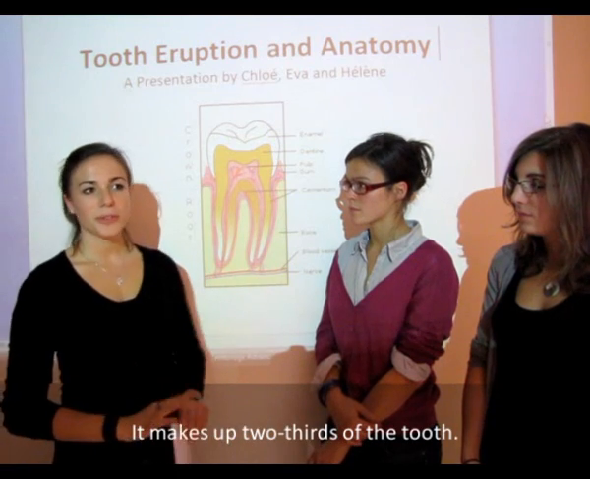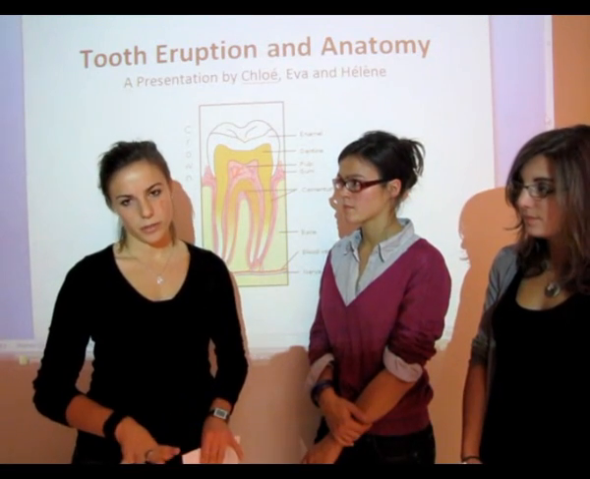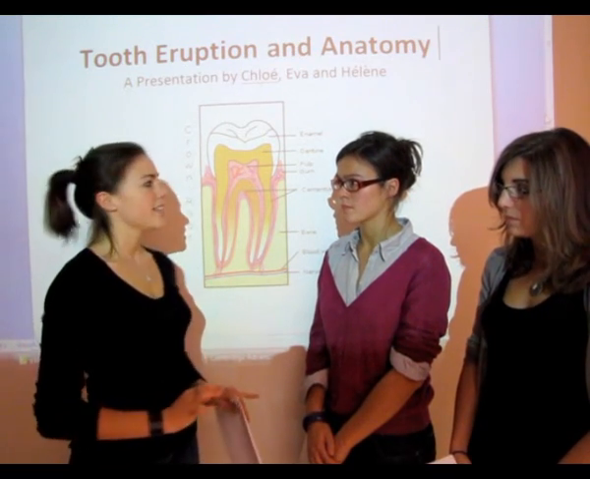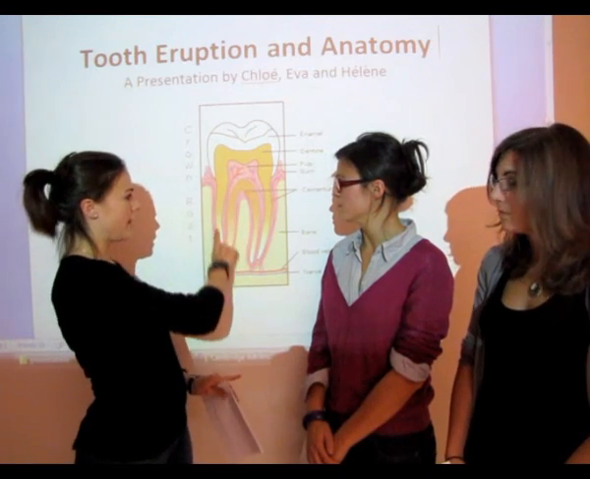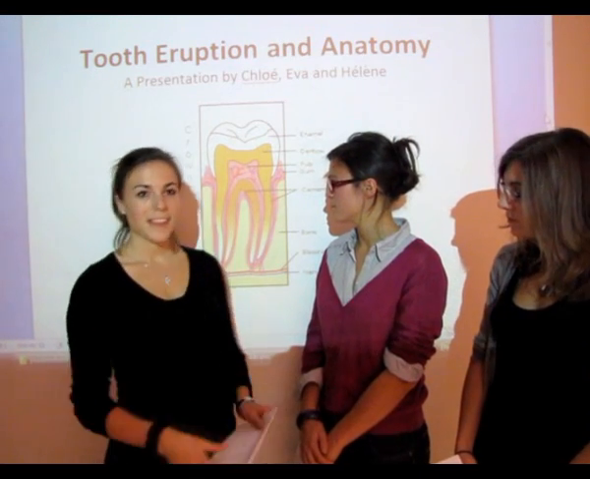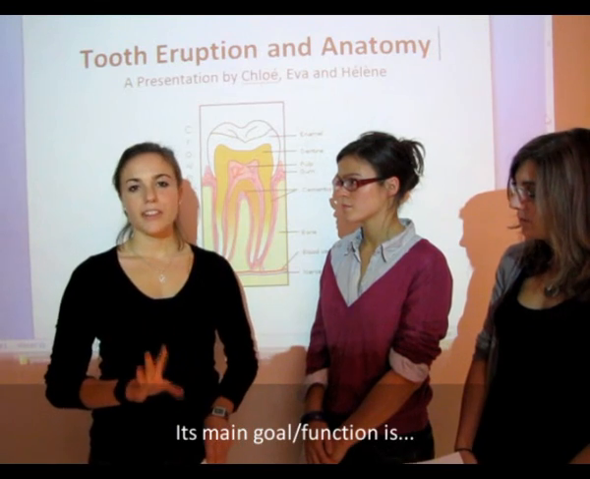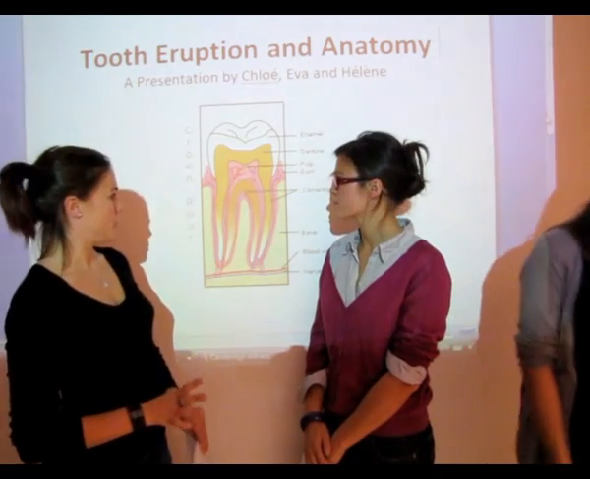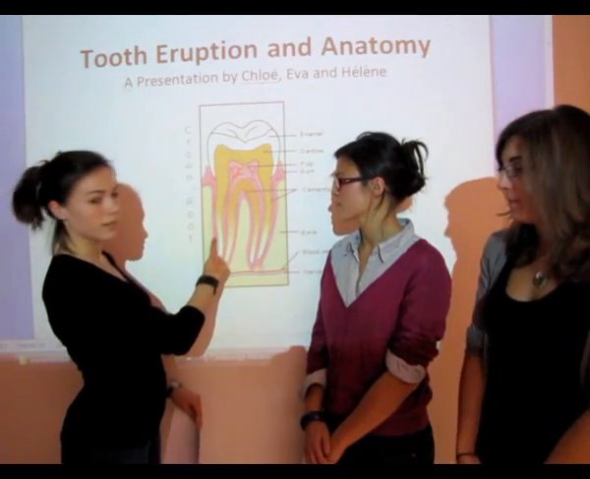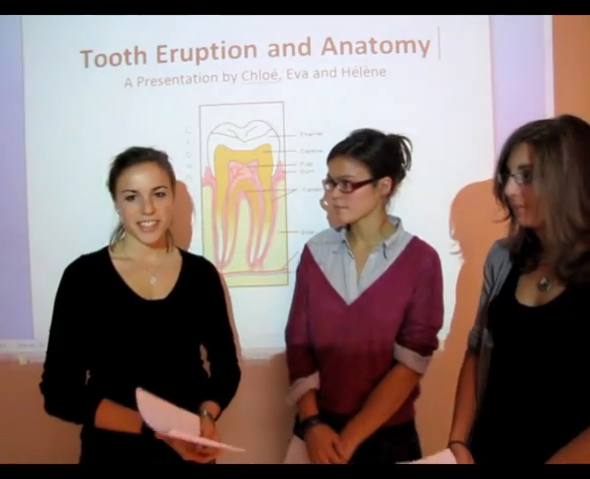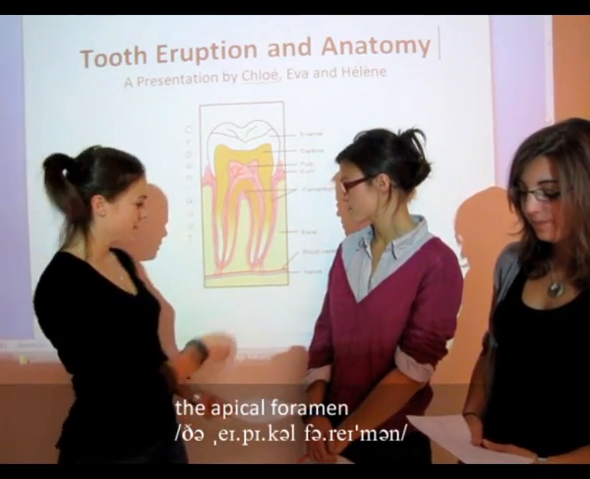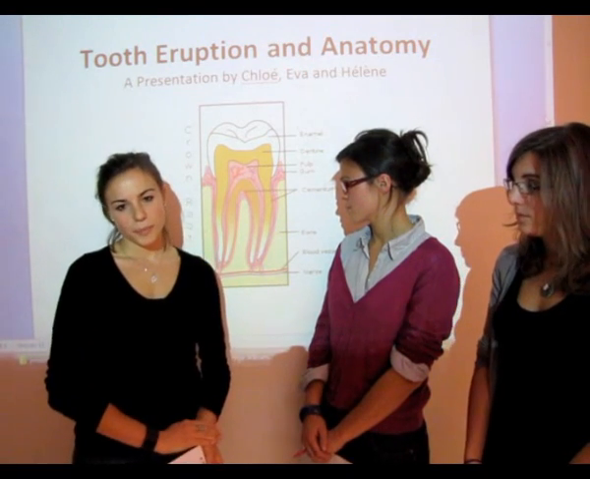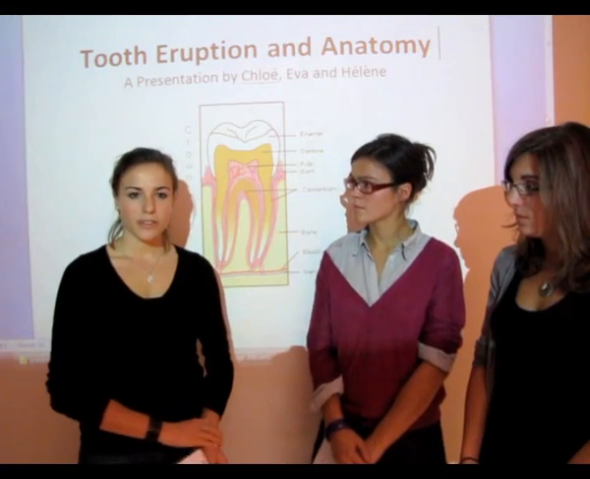It makes up 2/3 of the tooth, and it's covered by cementum. The cementum is like enamel, but on the root. It is a soft tissue and makes a thin layer on the root. Its main goal is to act as an attachment to the periodontal ligaments that we can see here. And to finish, the apical foramen, which is here, is a hole in the tip of the tooth where blood vessels and nerves enter the tooth.